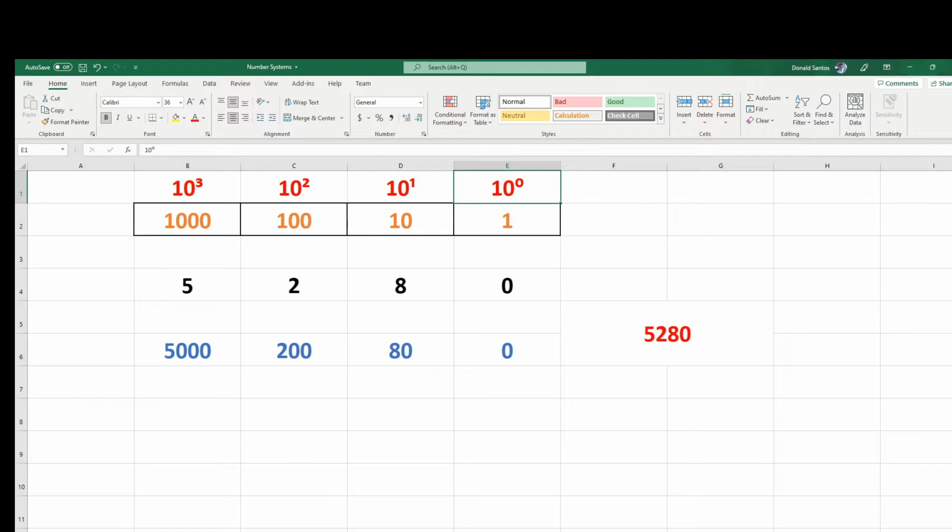Anything to the zero power is 1. So 10 to the 0 is 1. Anything to the first power is itself, so 10 to the 1 is 10. 10 squared is 100, 10 cubed is 1,000, 10 to the fourth is 10,000, and so on and so forth. That is how you compute these numbers if you don't know them.